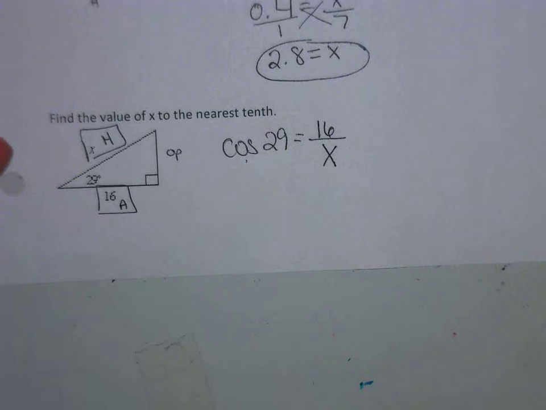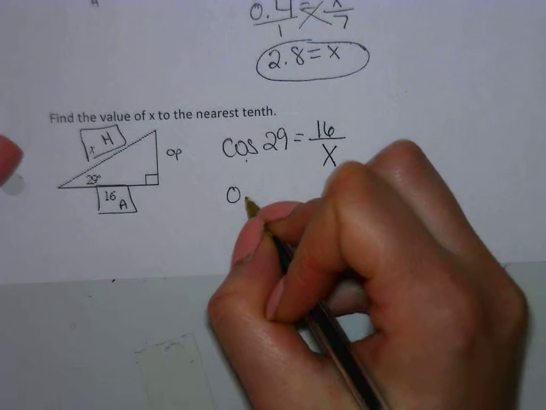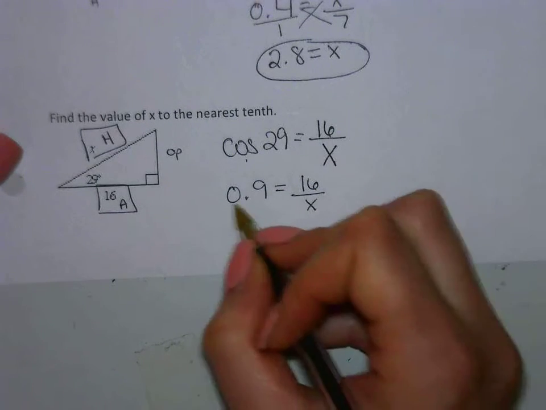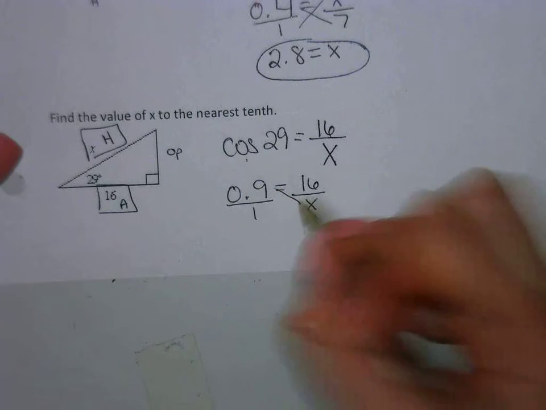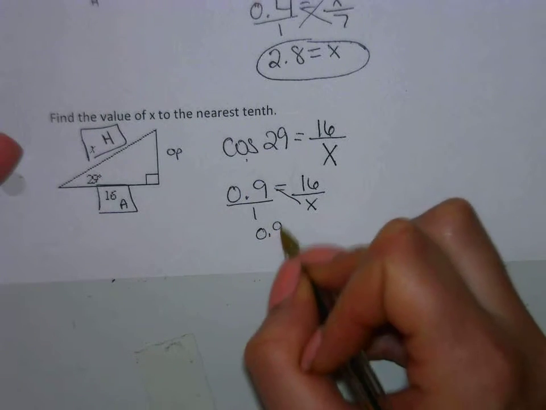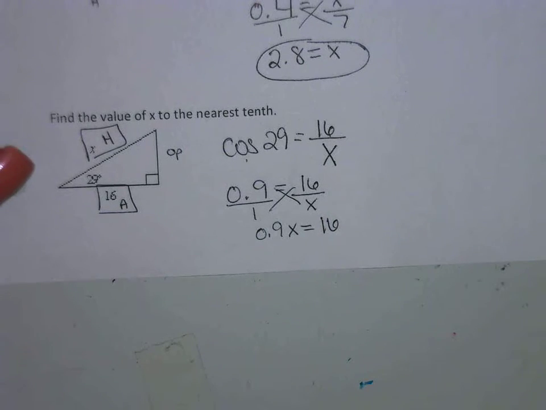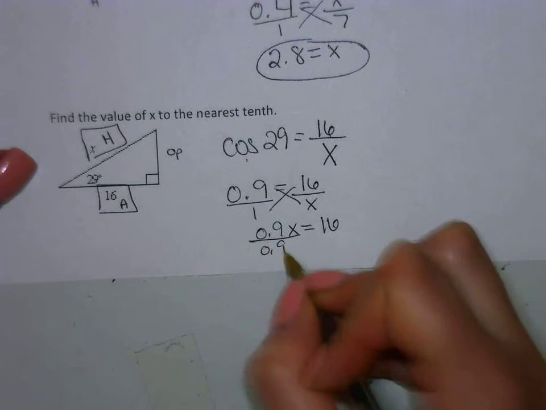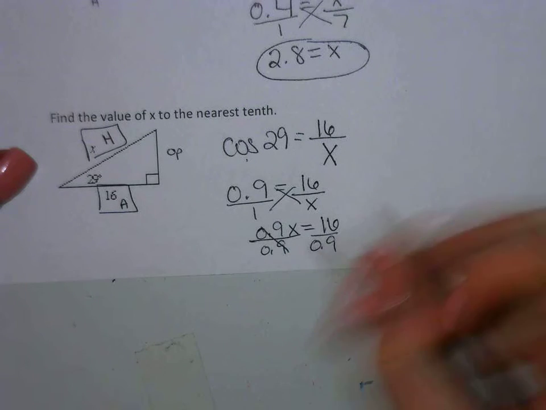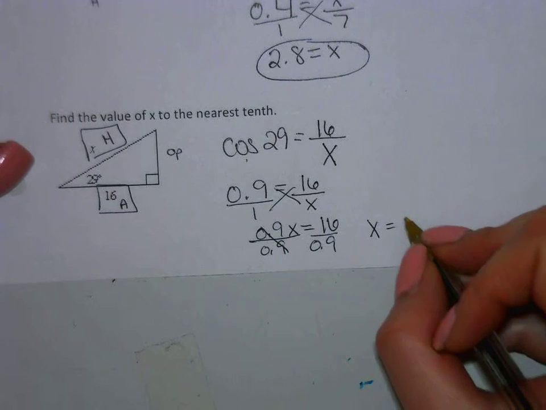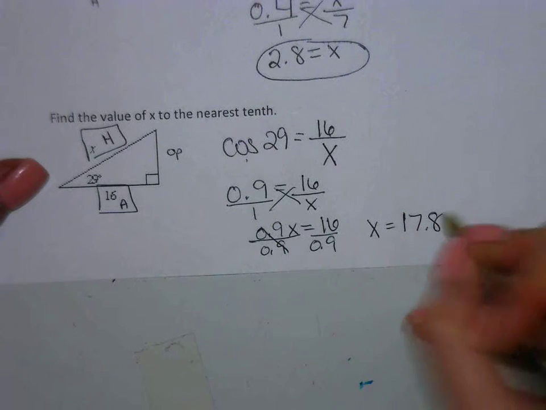The cosine of 29 degrees to the nearest tenth is 9/10, which equals 16 divided by x. So we create our proportion. 9/10 times x is 9/10 x, and 1 times 16 is 16. So we divide by 9/10 on both sides so we can solve for x. And 16 divided by 9/10, rounding to the nearest tenth, is 17 and 8/10.